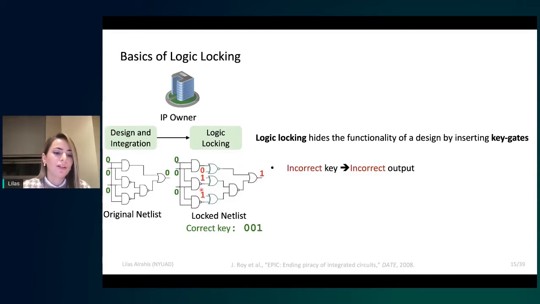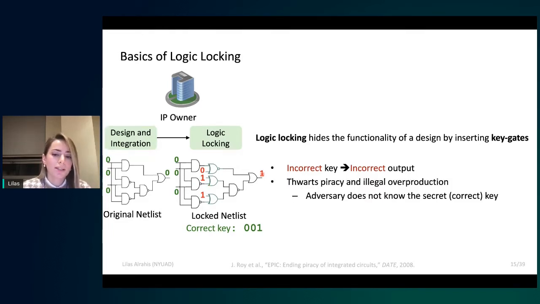However, if we have an incorrect key in place, we are going to get an incorrect response. So that's why logic locking can thwart piracy and illegal overproduction, because even if the adversary can see the locked netlist, they will not be able to activate the functionality without knowing the secret key, which is the designer's secret.